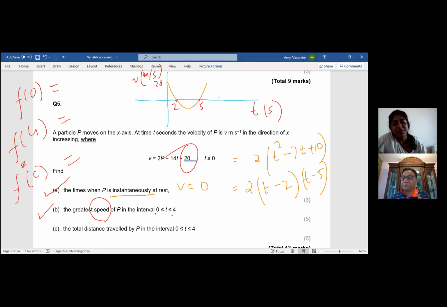Okay. So speed, you need to make it absolute, positive values. So you have to put that value at the critical number, check the speed, and make it an absolute value. So remember absolute value while you are doing this.